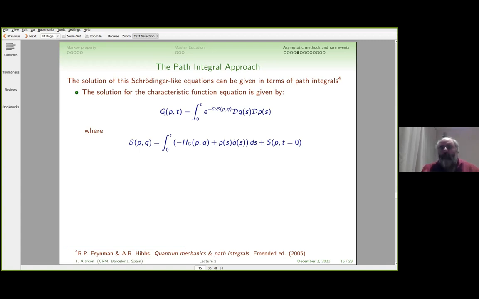So the solution of the system, because of this nice Markov property and this very nice result, the Chapman-Kolmogorov equation, you can write as a sum over all the trajectories of the system. Each one of those trajectories has a weight, and that weight is basically the exponential of the action calculated over that path.